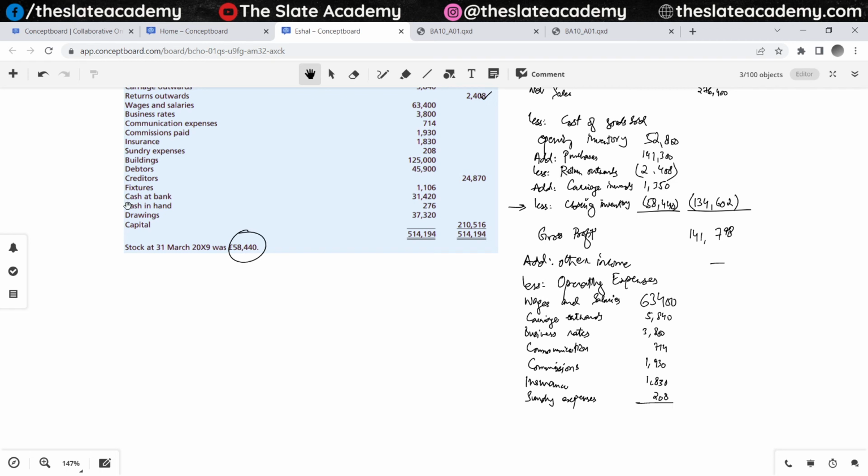Let's add them. We have 63,400 plus 5,840 plus 3,800 plus 714 plus 1,930 plus 1,830 plus 208. What do you get as the total of operating expenses? Excellent, it matches. 141,798 minus the answer, so 64,076. That's our profit for this year.